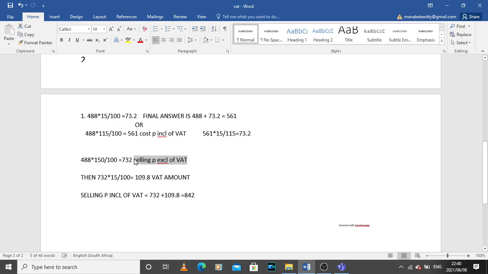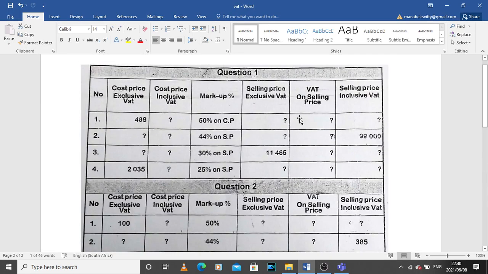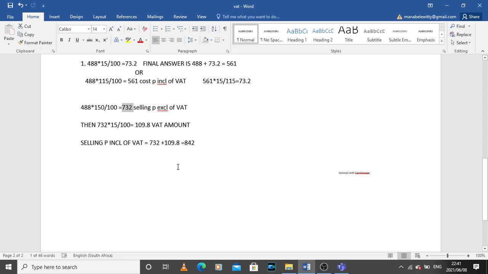After getting this amount, this 732 is an amount which must be recorded here, selling price exclusive of VAT. And once we have this one, we can calculate the VAT amount using the 15%. After getting the VAT amount, we add the two. It gives us the selling price inclusive of VAT. How do we do it? We take the 73.2, we multiply by 15, we divide by 100, we get 109.8, which is the VAT amount.